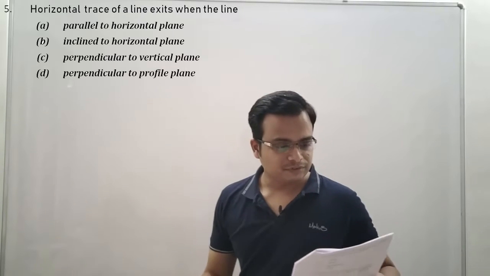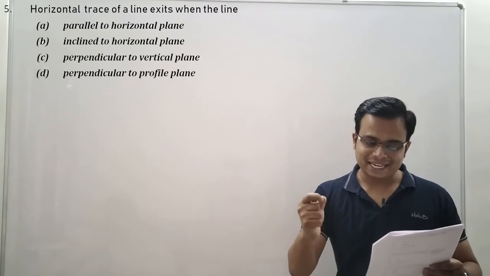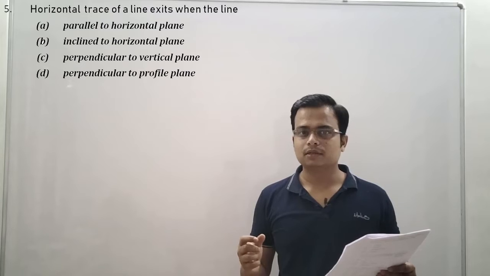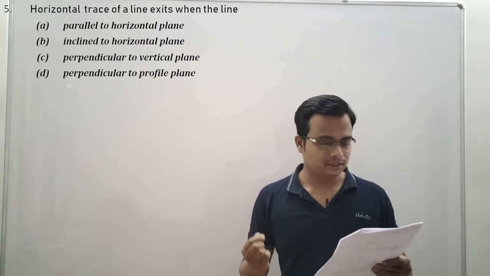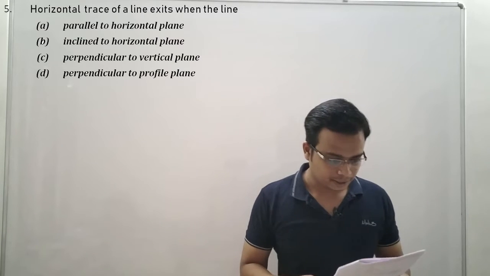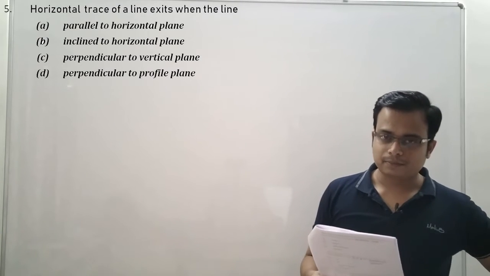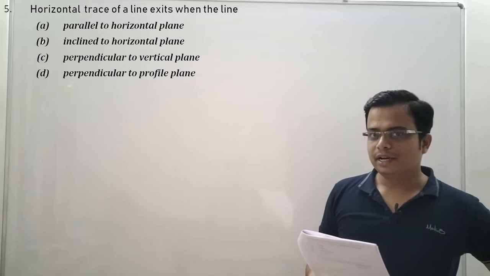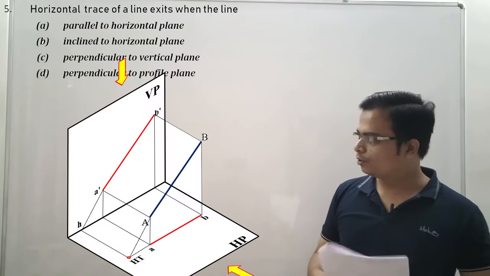Problem number 5: horizontal trace of a line exists. When does the horizontal trace of a line exist? There are 4 conditions, and one of those is the right option. When do we get a horizontal trace? Just take a look at this animation.